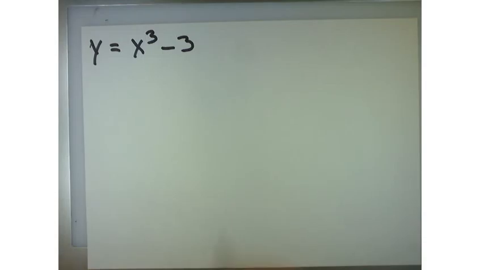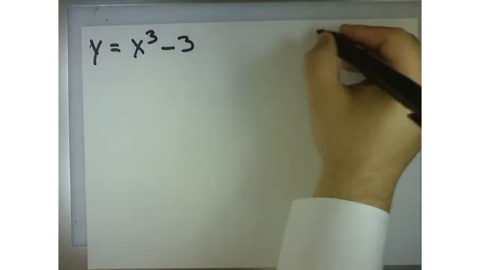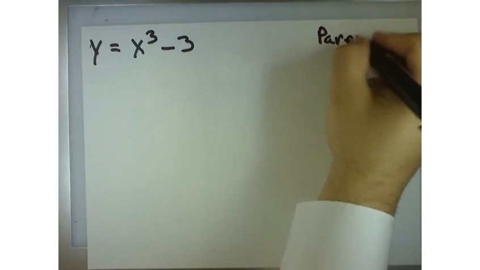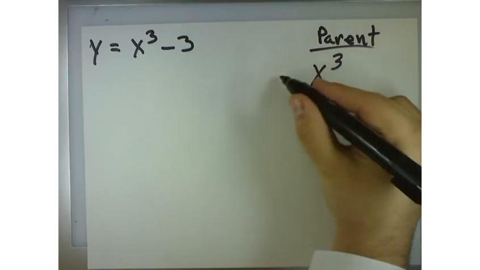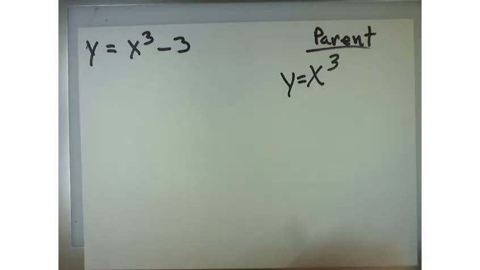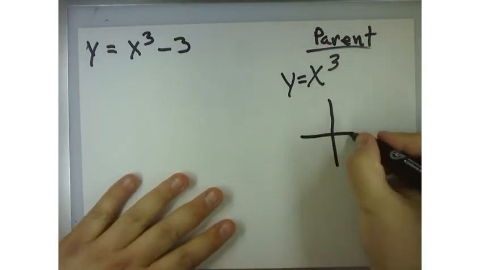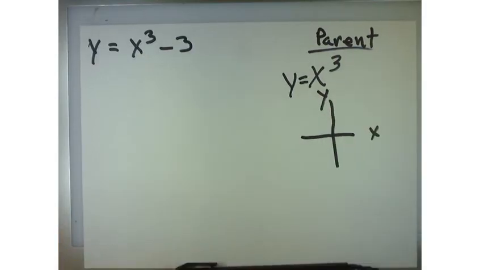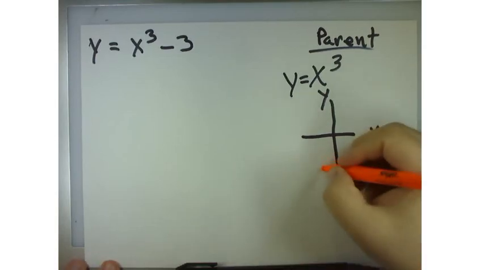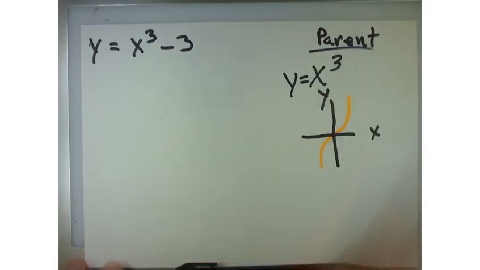Well, first of all, what's the parent function? If you guys were to guess, what's the parent function of this? X cubed. So y equals x cubed. Now, do you guys remember what that looks like? A cubic always looks like this. It comes in through the origin and goes up like that. Now, what do you think that minus 3 does to it?